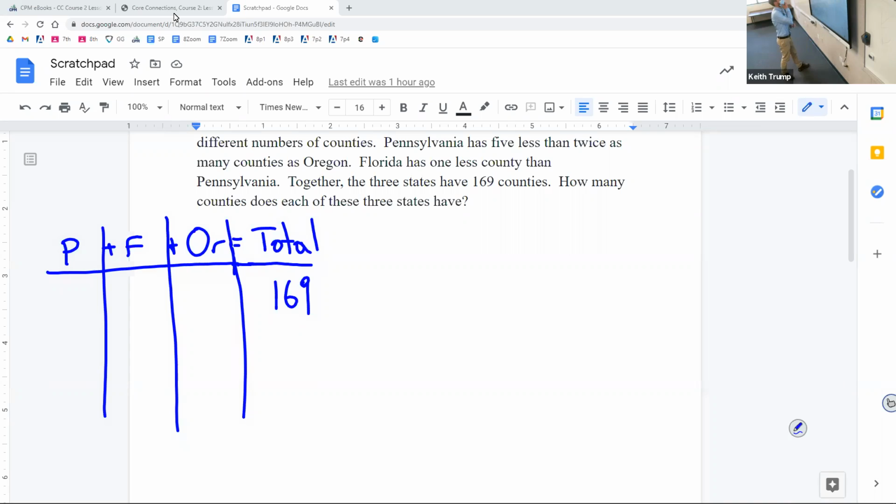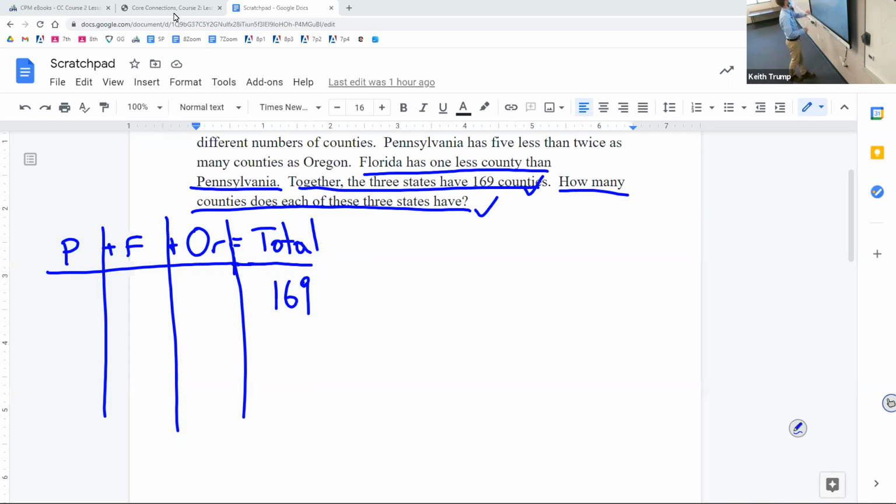Okay, so let's go ahead and write down the rest of this information. We got this sentence, check. We know that it's asking for the counties in each. And let's see, Florida has 1 less county than Pennsylvania. Florida is going to be 1 less than Pennsylvania, so that's going to be P minus 1. Okay, that's good. And then Pennsylvania has 5 less than twice as many as Oregon. So Pennsylvania is going to be twice as many as Oregon, but it's also going to be 5 less than that. So we have 2 OR minus 5. And then OR, they didn't tell us anything. So I'm just going to write OR underneath Oregon.